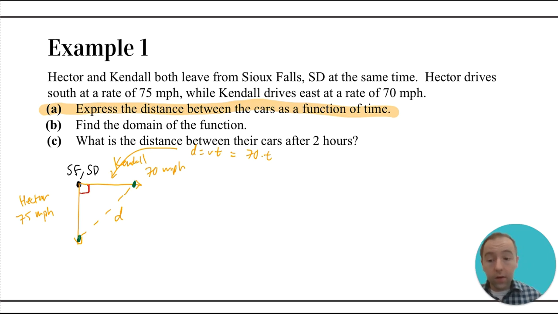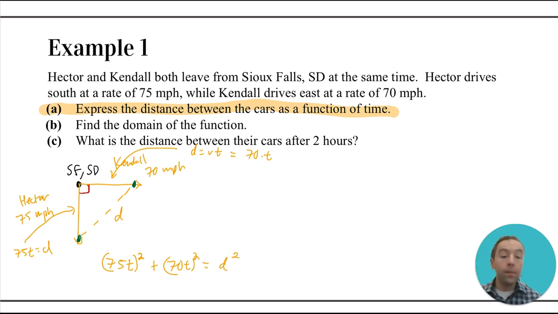So that's really her distance right there. And then Hector's distance would be 75 times t equals his distance, right? So ultimately, if we just took the quantity of 75t all squared, plus 70t all squared, that should equal the distance between those two cars squared. And then if we want to get just that d alone, we could square root both sides.